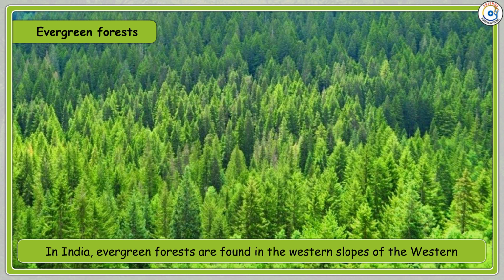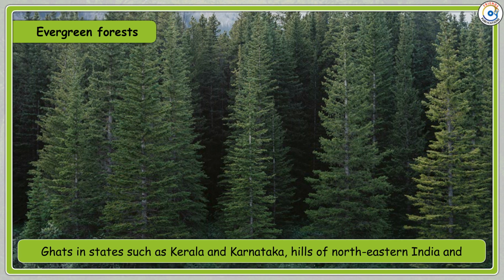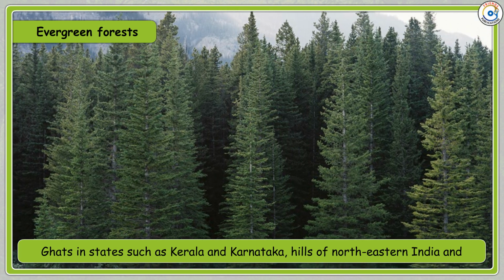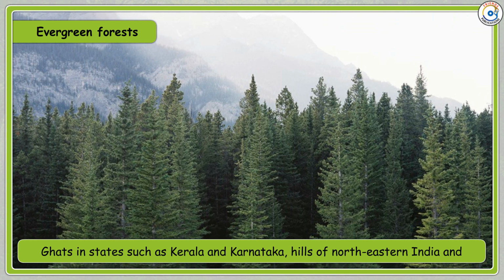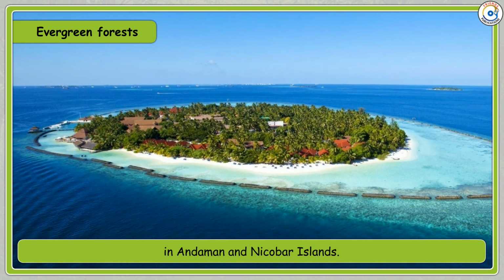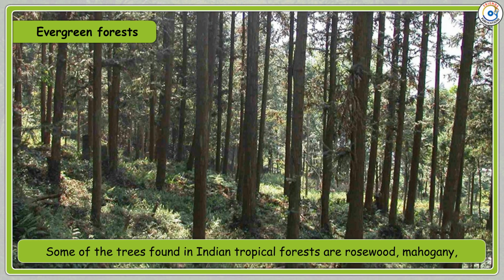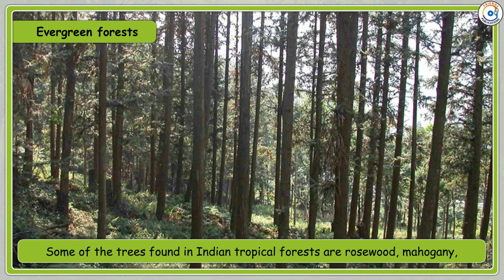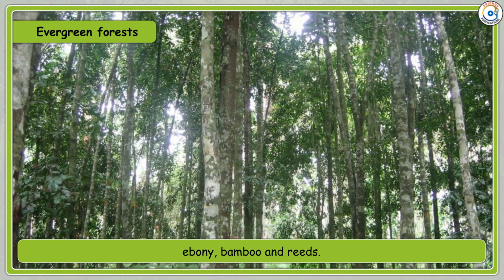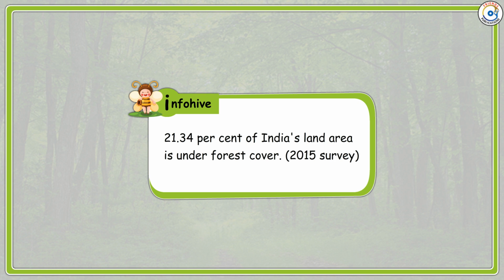In India, evergreen forests are found in the western slopes of the Western Ghats in states such as Kerala and Karnataka, hills of northeastern India, and in Andaman and Nicobar Islands. Some of the trees found in Indian tropical rainforests are rosewood, mahogany, ebony, bamboo, and reeds. Info Hive. 21.34% of India's land area is under forest cover.